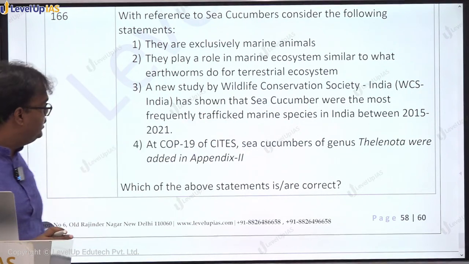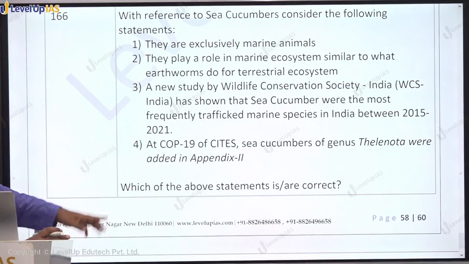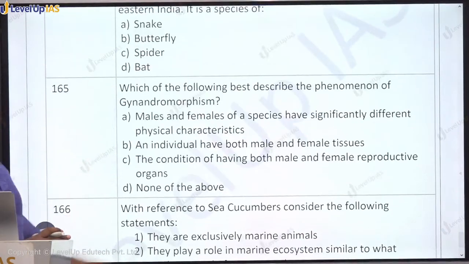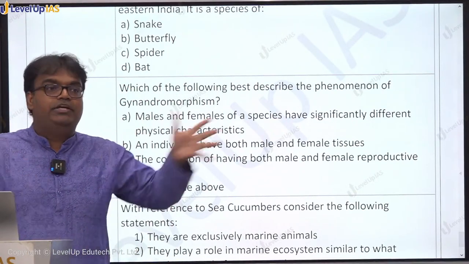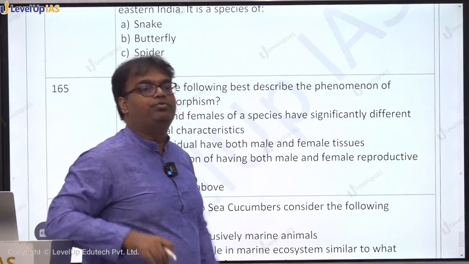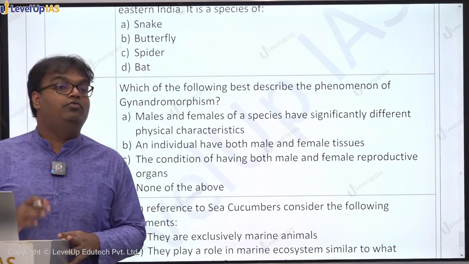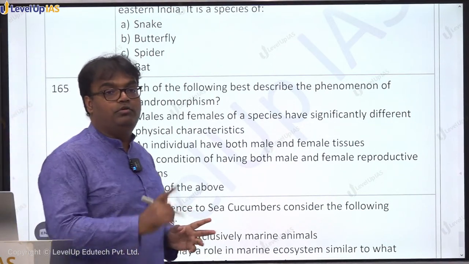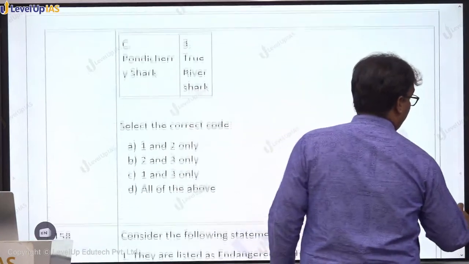We discussed this report just now; this is also correct. As per CoP19 of CITES, sea cucumbers of genus Thelenota were added in Appendix 2. This is also correct. For this reason it was in the news. And if you remember, sea cucumbers are echinoderms. Echinoderms were species like starfish, radial, with arms extending radially outward. So sea cucumber was one of those species. It's called cucumber because it's shaped like a cucumber. They are exclusively marine animals. They are not mammals. They are not vertebrates. They are invertebrates. Tomorrow we'll be dealing with the animal kingdom and plant kingdom. There we'll do a lot of other questions on echinoderms and more.